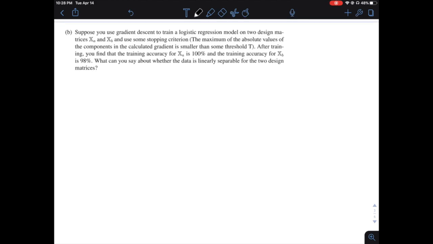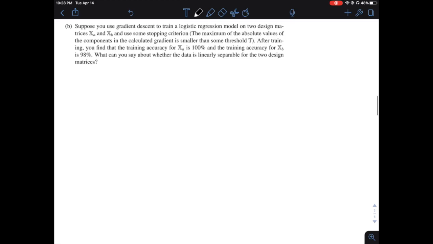Basically, this is saying that the gradient is going to be so small that its maximum component is smaller than some value t. But what this basically means is that the gradient is small enough that the direction of the change is negligible, and we've basically arrived at a local minimum. After training, you find that the training accuracy for XA is 100%, and the training accuracy for XB is 98%.